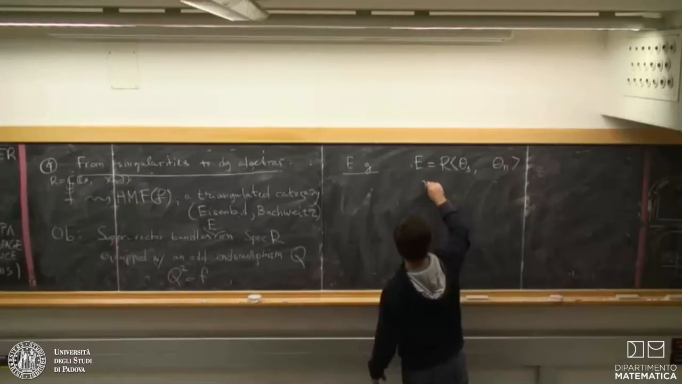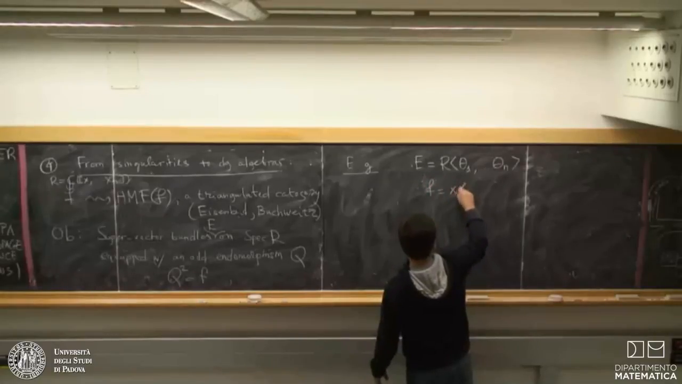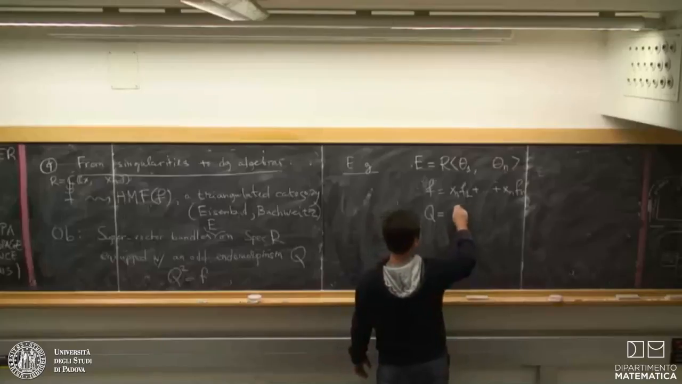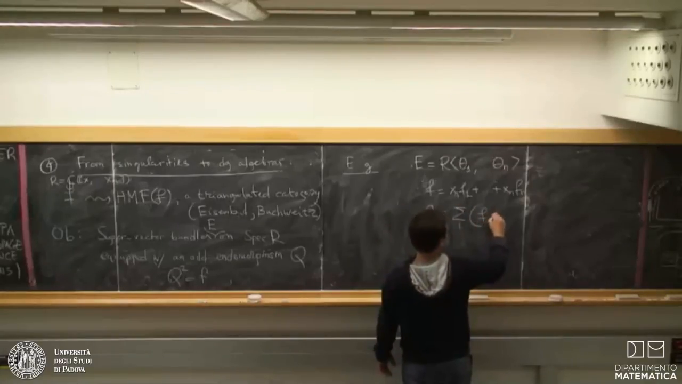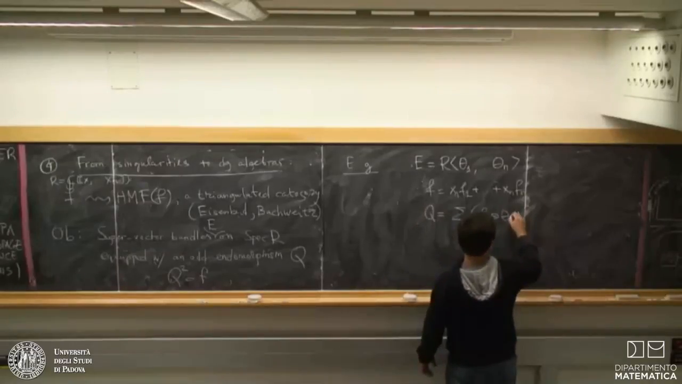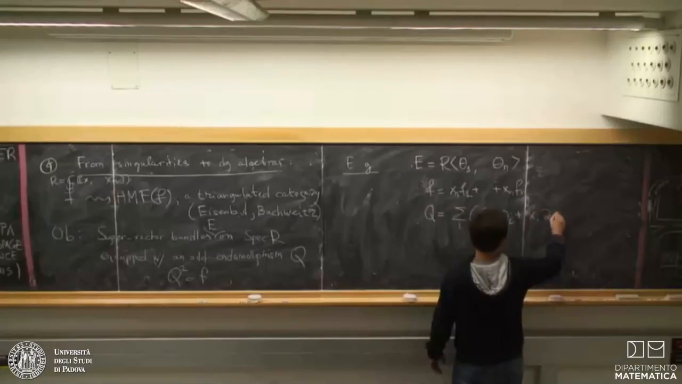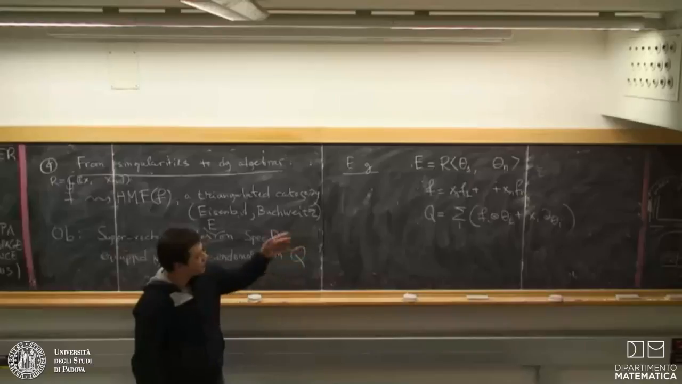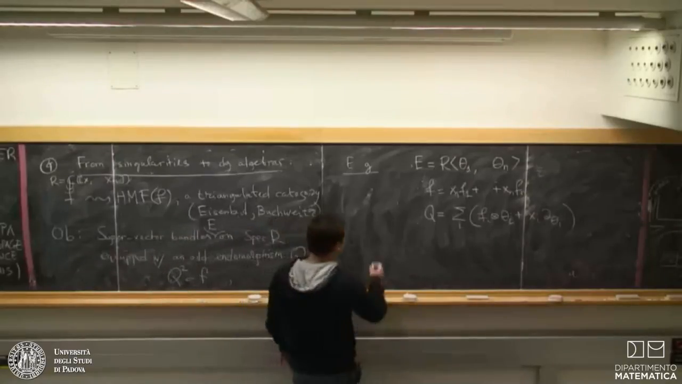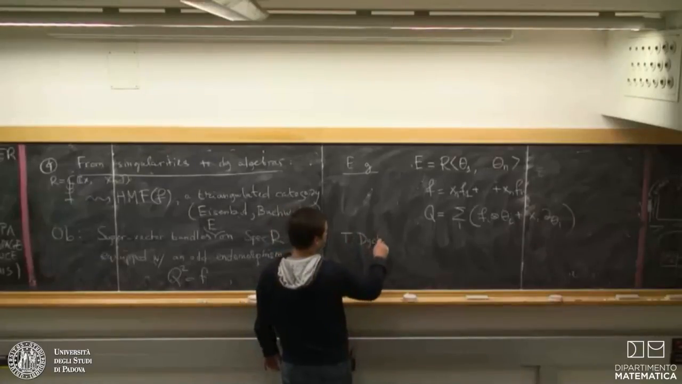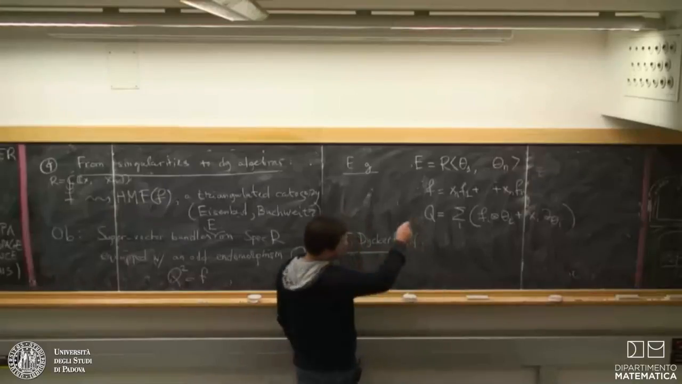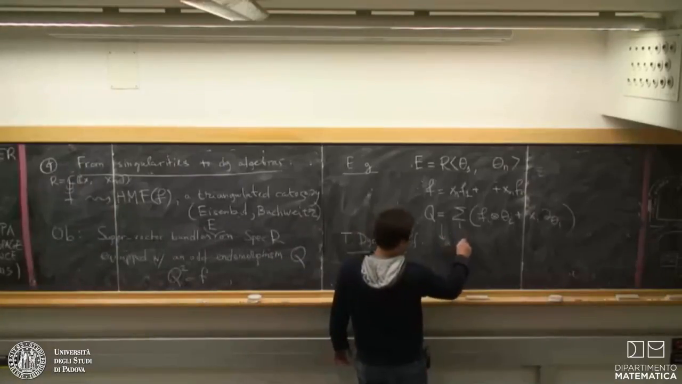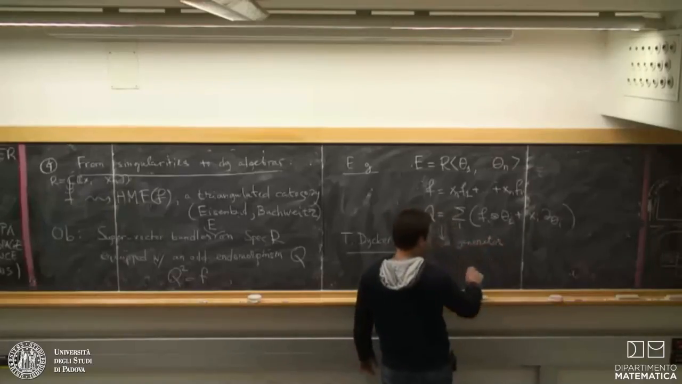Now fix a decomposition of F of the following sort, and set Q equal to this, where these are partial derivatives. You can check that Q squared equals F. In fact, it was shown by Dyckerhoff that this matrix factorization is a generator of the category of matrix factorizations. It's not important what it means precisely.